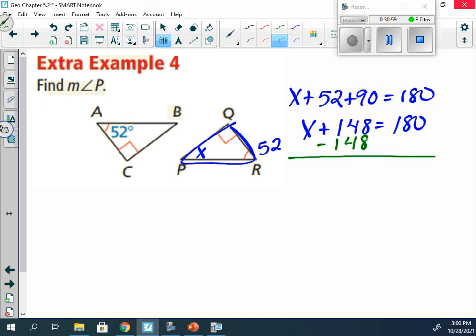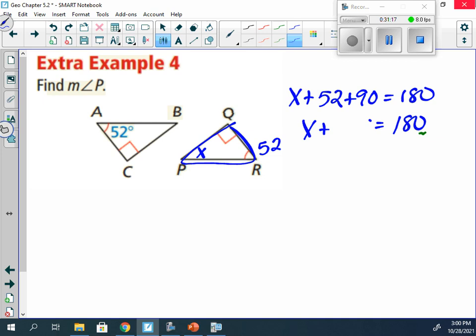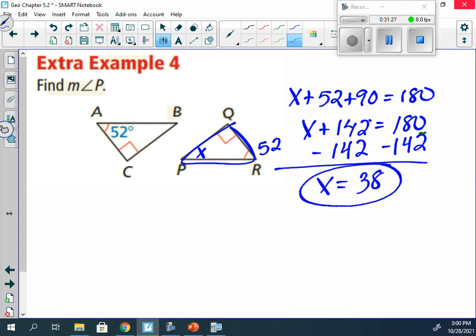And if we subtract 148 from 180, subtract it from both sides, almost. Are you sure it's 148? 132, sorry. I want 42. Yep, because this here should be 142. Yes, angle P equals 38. I was already doing the subtraction, that's where I got the 8 from. Any questions on this here?